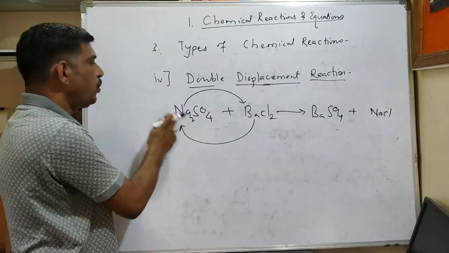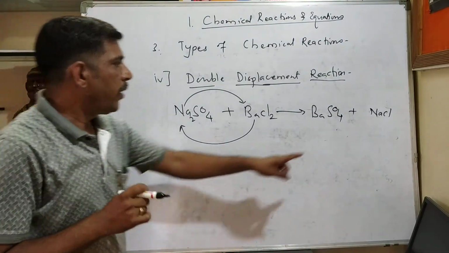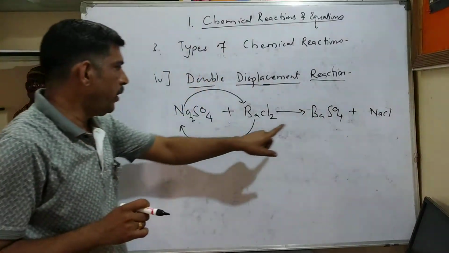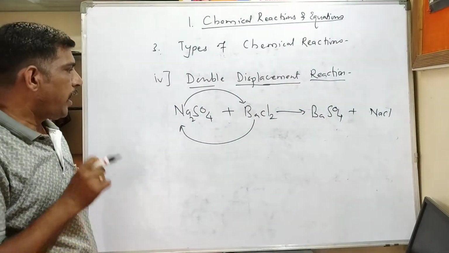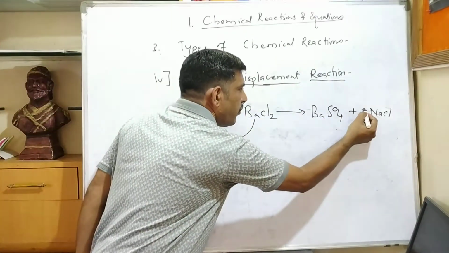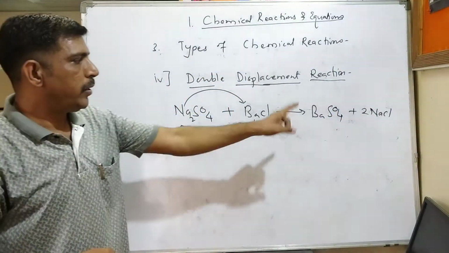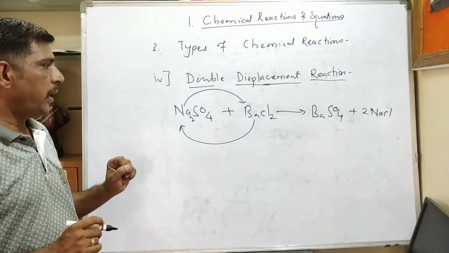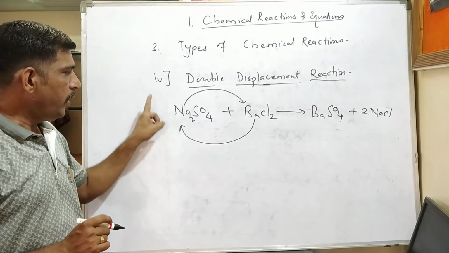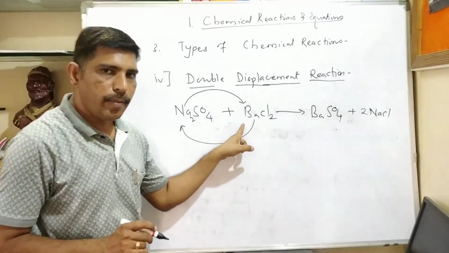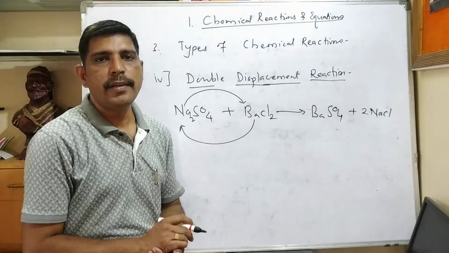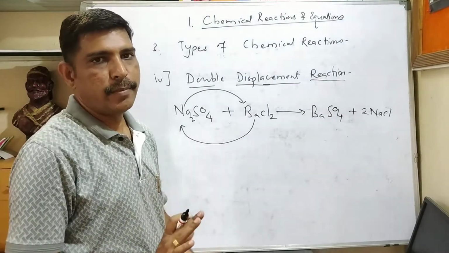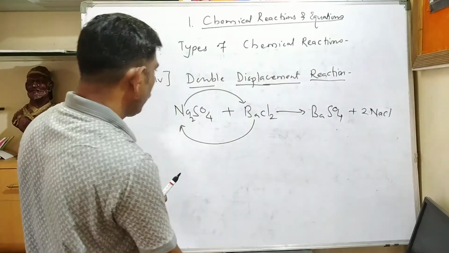Here there are two Na atoms, but I have written only one atom. In sodium chloride there are two chlorine atoms, but I have written only one. So I have to put 2 as a coefficient, or multiply NaCl by 2. Now this reaction is balanced. So when sodium sulfate reacts with barium chloride, we get barium sulfate and sodium chloride as products of a double displacement reaction.